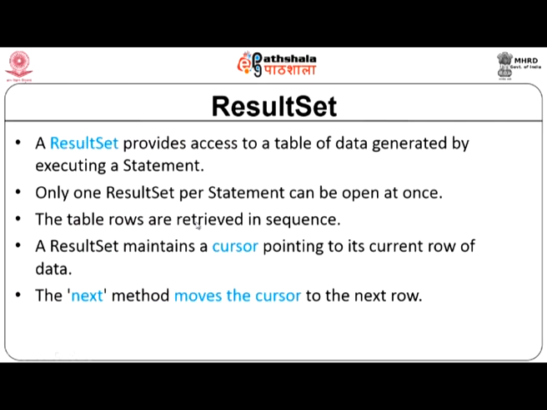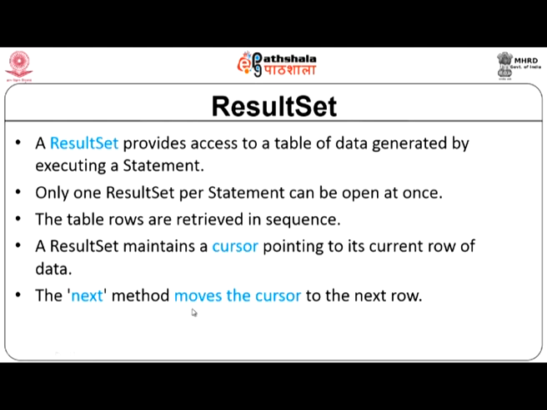So, the result set would provide access to the table of data that is generated by executing the statement. Once you give the SQL statement, that would provide you a result set. Your select statement would give a set of records, a table of rows, which is then accessed by the result set. Only one result set per statement can be opened at a time, and the table rows are normally retrieved in sequence. A result set maintains a cursor which points to the current row of the data, and you will be able to read record by record from the result set.